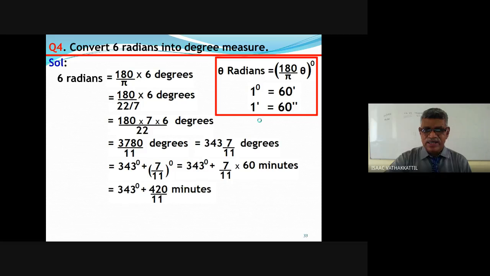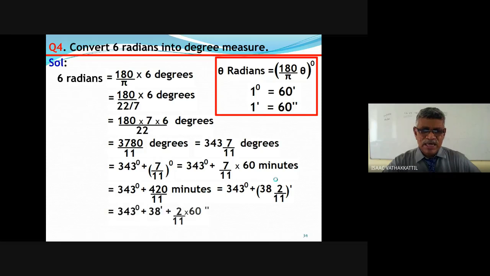Now we again simplify. 7 into 60 is 420, so 420 by 11 minutes. Further we have smaller units, so we can again divide. 420 divided by 11, you get integer 38 and the remainder 2. So 38 and 2 by 11 minutes, meaning 38 minutes. So ultimately we have 343 degrees plus 38 minutes plus 2 by 11 minutes.